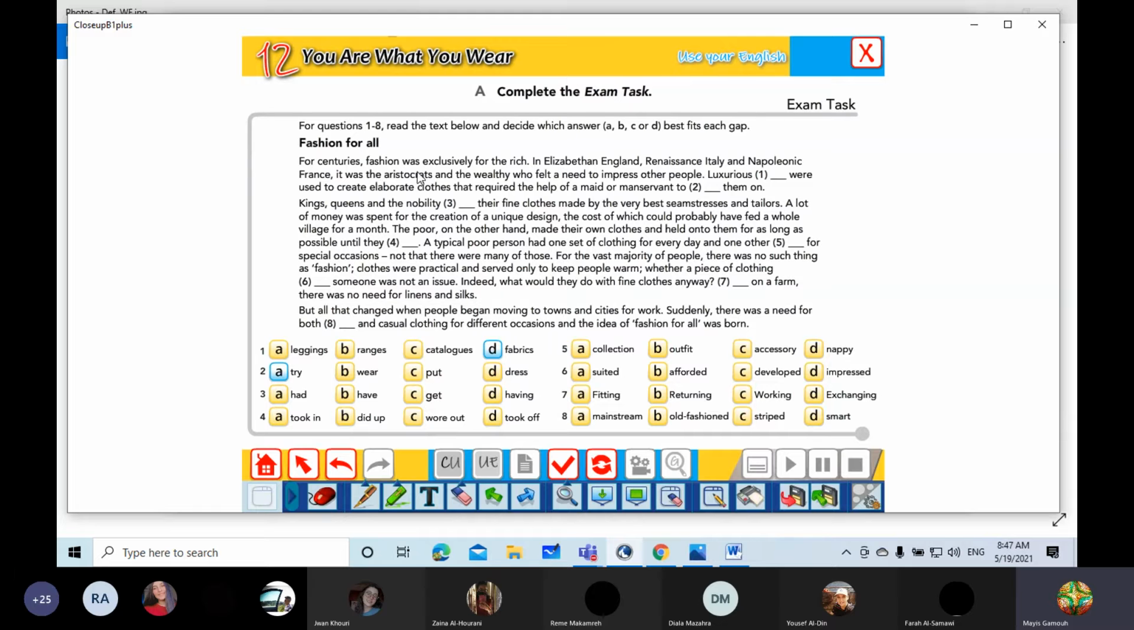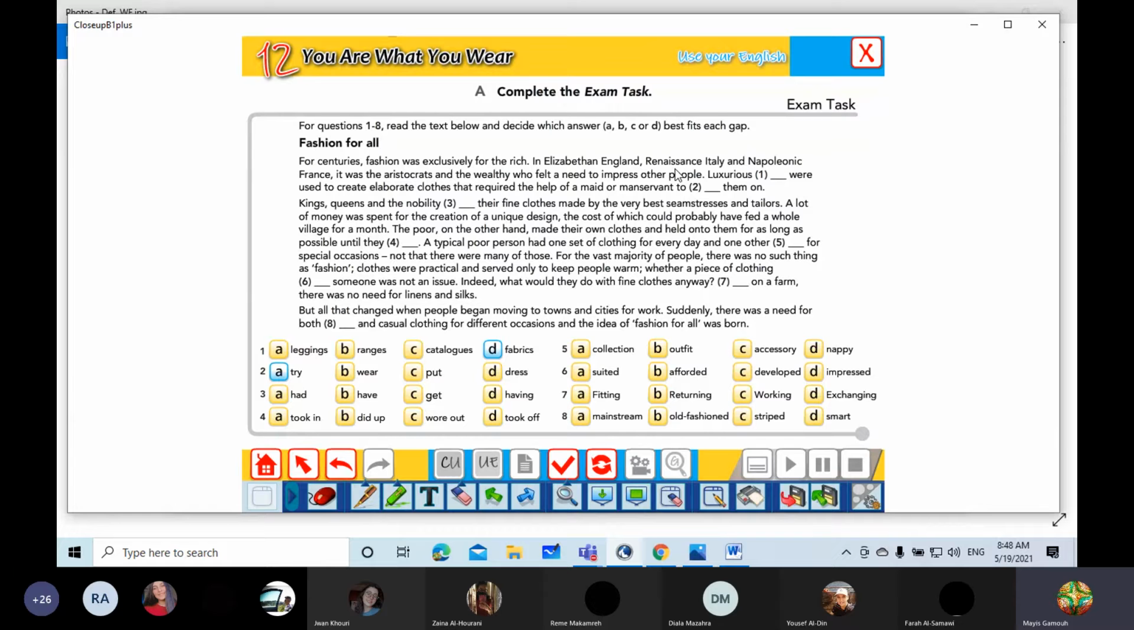For centuries, fashion was exclusively. What's the meaning of exclusively? Exclusively, for the rich, for the people who have money. And Elizabethan England. What's the meaning of Elizabethan in here? Relating to the reign of Queen Elizabeth I. Thank you, dear. Renaissance, Italy, which is the era of the Renaissance.